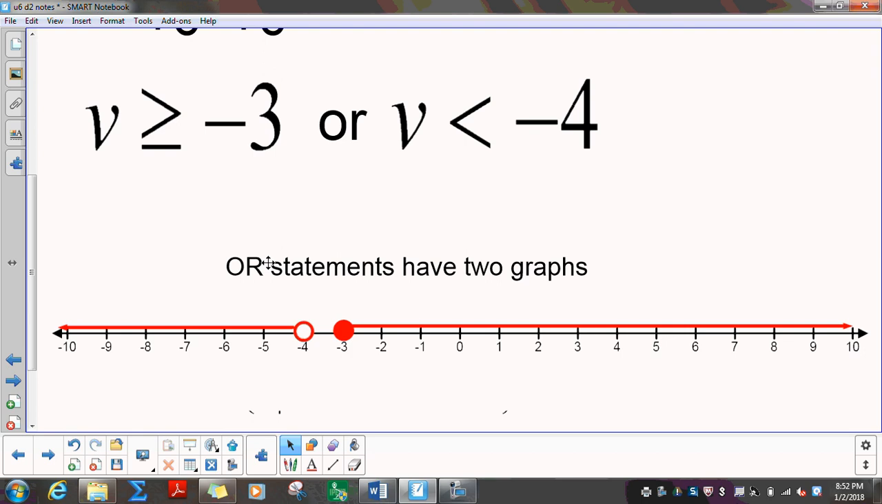Or statements will always have two separate graphs. Because negative 10, for example, is a solution because it works for v is less than negative 4. It does not work for v is greater than or equal to negative 3, but that's okay because that's what or means. It could be either of these. As long as it satisfies one, it's a solution.